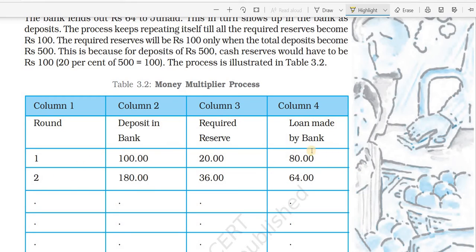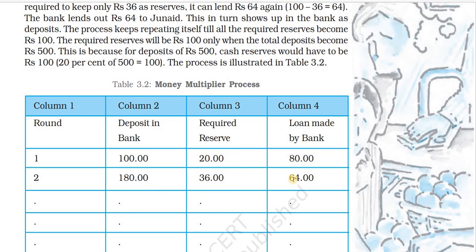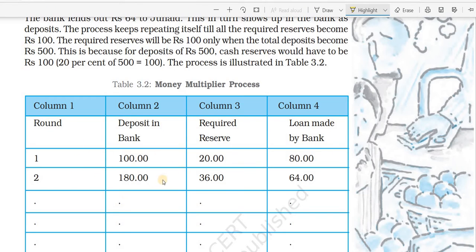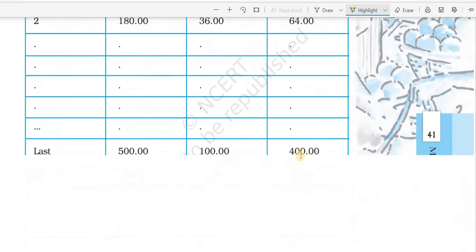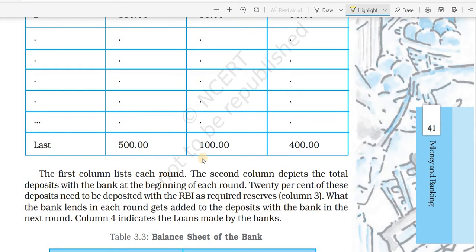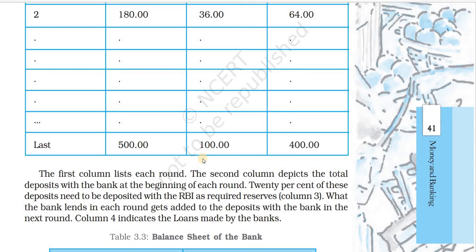Then we can calculate: 100 plus 80 is 180. The required reserve is then 36, that is, 20% of 180. But still only 100 is there, though we are calculating as 180. For that reason it is 64. Like this, the multiplier system works.